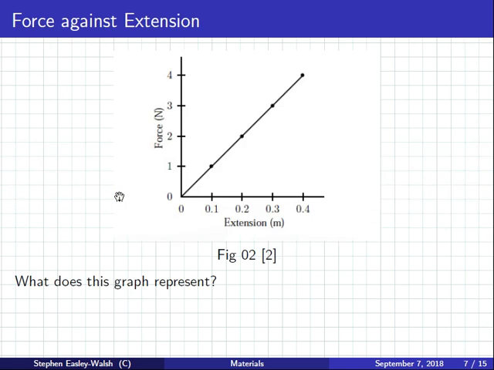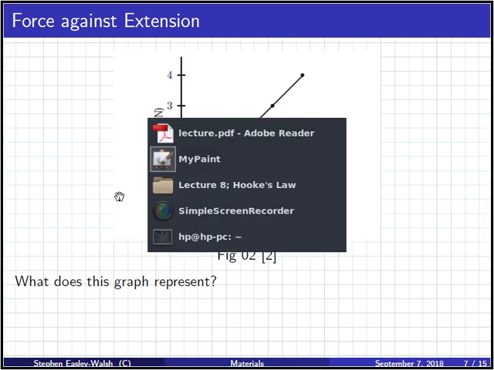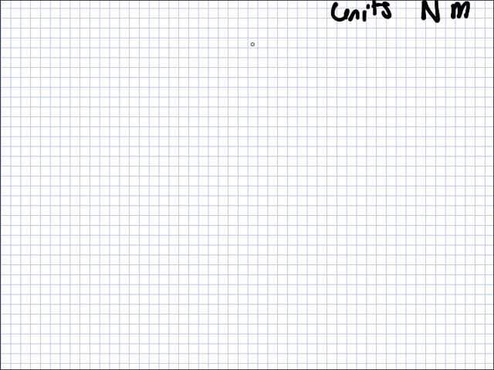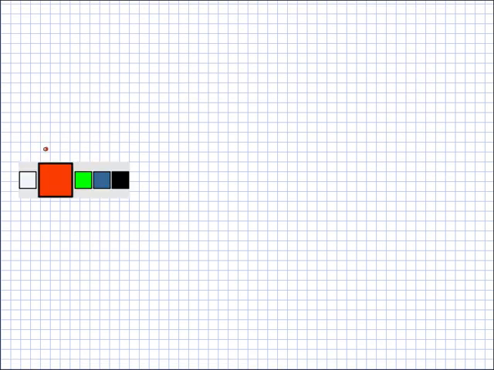Now, if you were to make a graph of extension and force, you will get something that looks like this. Now, this is actually not difficult to do. So I don't know if you've seen these before.